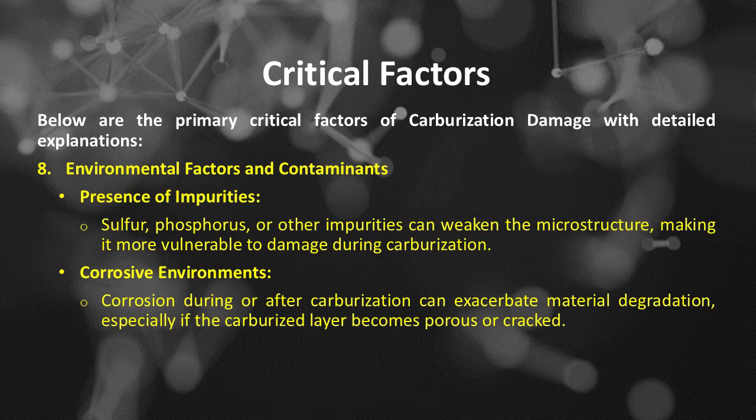Number 7 of primary critical factors of carburization damage with detailed explanations is environmental factors and contaminants. Presence of impurities, sulfur, phosphorus, or other impurities can weaken the microstructure, making it more vulnerable to damage during carburization. Corrosive environments: corrosion during or after carburization can exacerbate material degradation, especially if the carburized layer becomes porous or cracked.